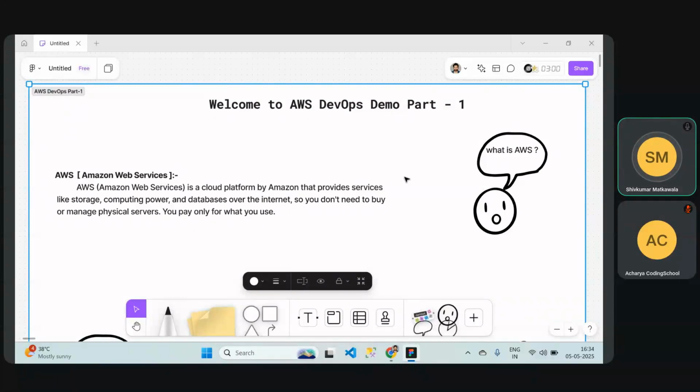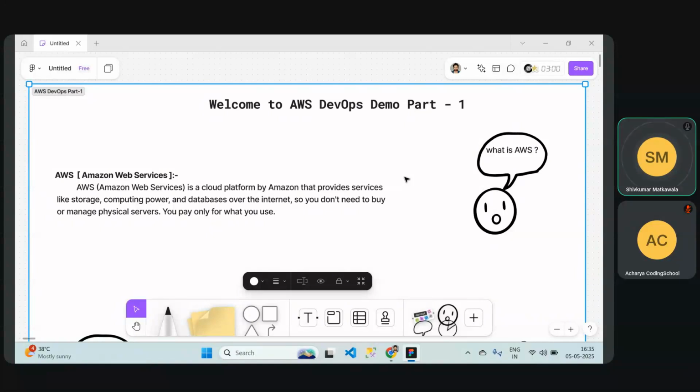So guys, this AWS DevOps demo part 1 is going to be very important for whoever wants to make a career in AWS and in DevOps. So please be with me. I will try to explain most of the things which might be hitting in your head. So let's start from the very basics.